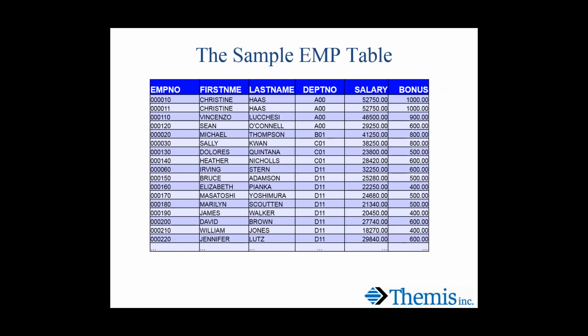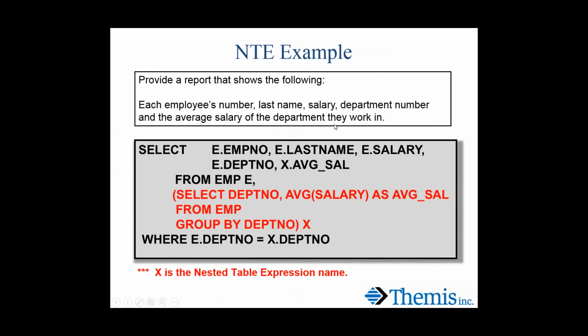You notice each employee is assigned to a department, or a place that they work within the organization, and we're going to be rolling up data at that level with some table expressions. So here's an example of a nested table expression. These are commonly used for aggregating or combining aggregate data and detail data. What I'm trying to accomplish here is to get a list of employees out of my table: their employee number, last name, salary, the department number they work in, but I would also like the average salary for all the people who work in that department.